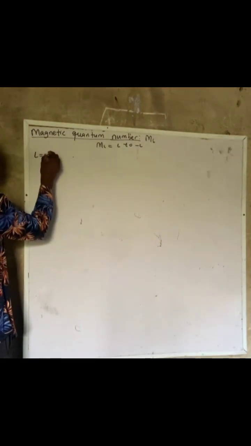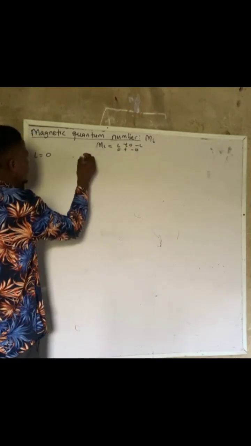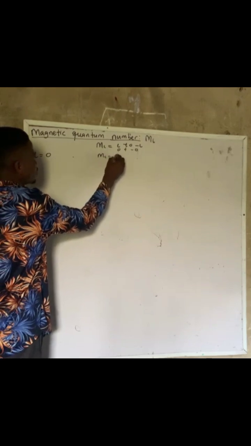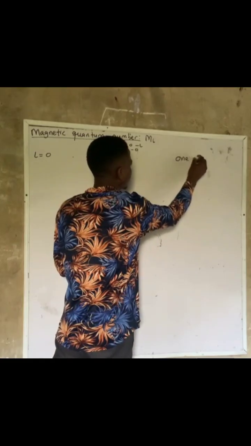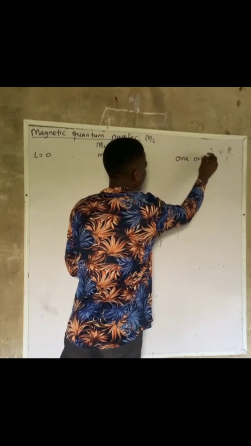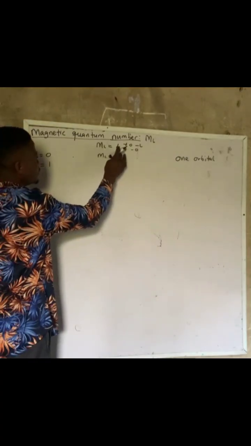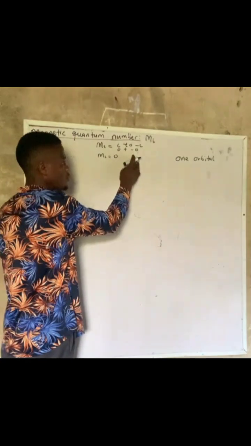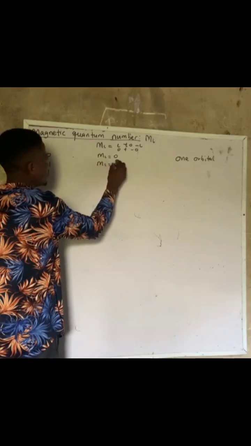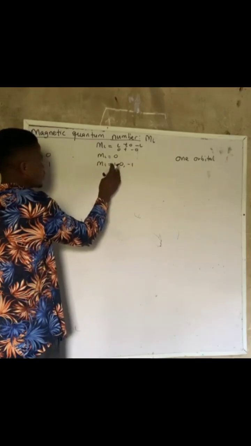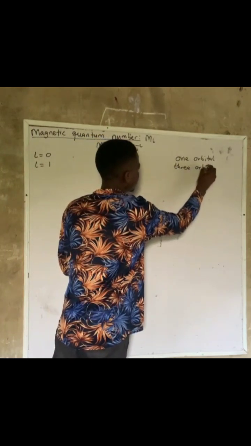So when L equals 0, m_l ranges from 0 to minus 0, which is the same as m_l equals 0. This shows that it has only one orbital. When L equals 1, our m_l ranges from 1 to minus 1. So we have m_l equals 1, 0, and minus 1. That's 1, 2, 3. Three orbitals.